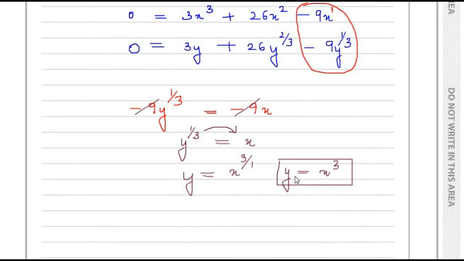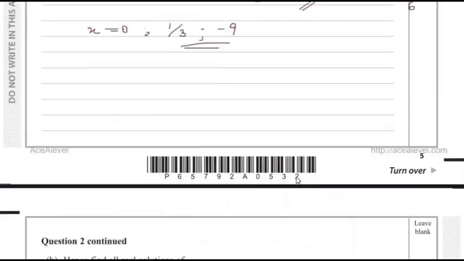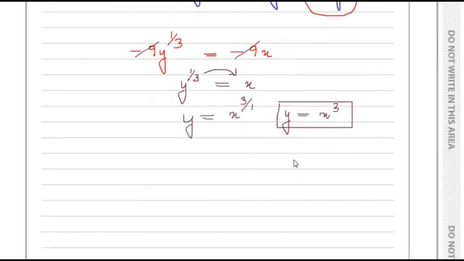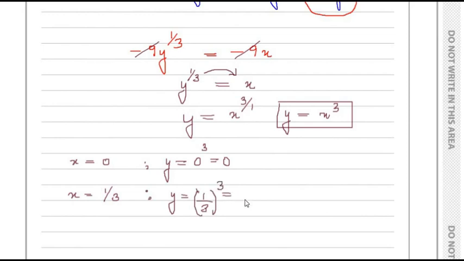Once we get this expression, in part A, we had already got three values of x, that is x equal to 0, 1 over 3 and minus 9. So we have to come over here and substitute one by one the values of x to get respective values of y. When x is equal to 0, we have y is equal to 0 cube, which is 0. And when x is equal to 1 over 3, we get y is equal to 1 over 3 cube. So this becomes 1 over 27.